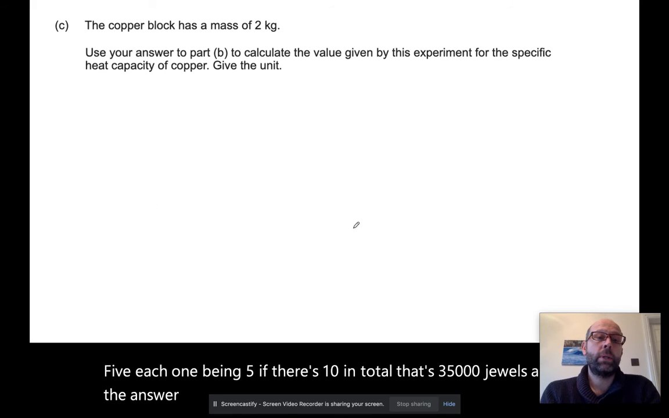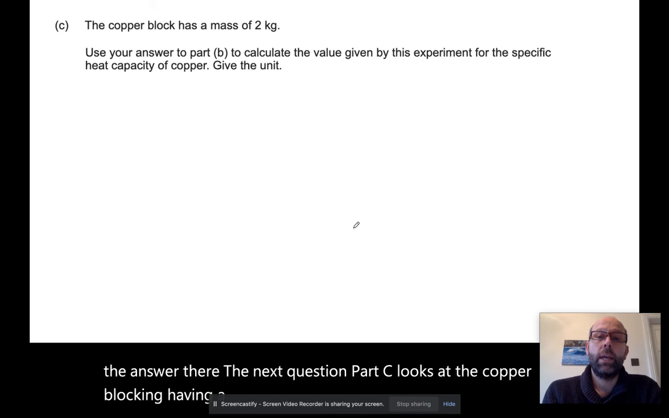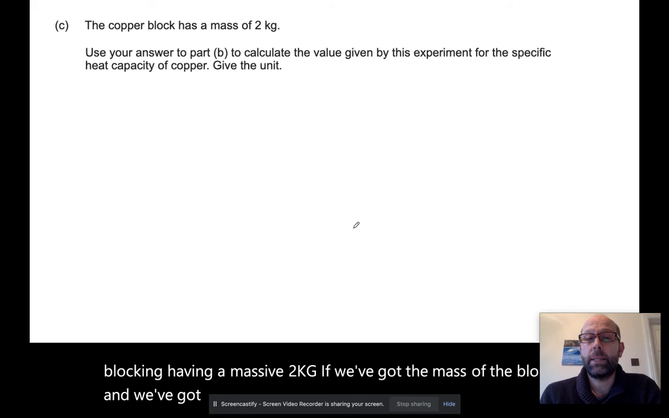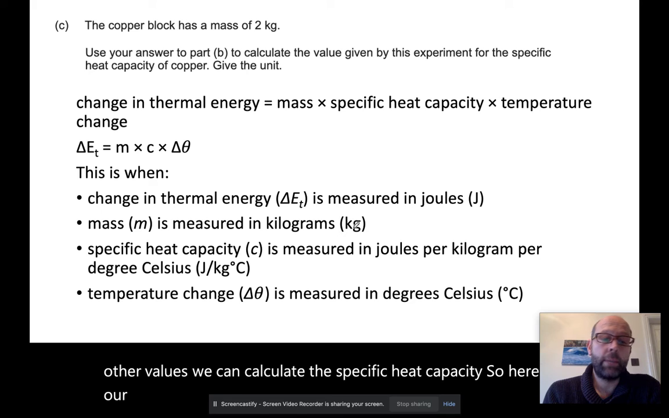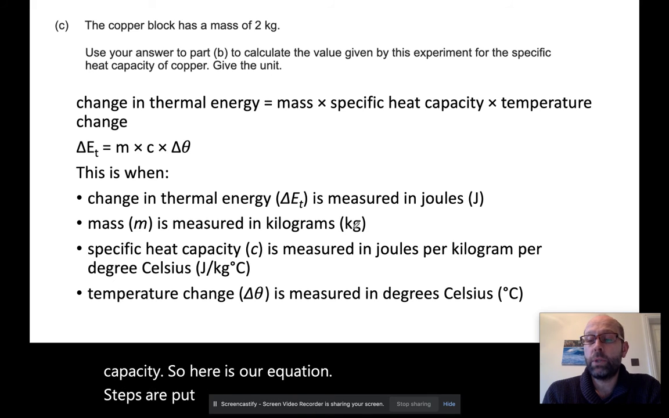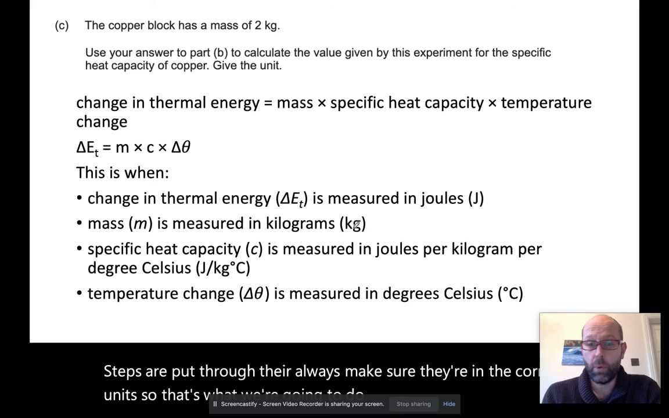The next question, part C, looks at the copper block having a mass of 2 kilograms. If we've got the mass of the block and we've got our equation for the specific heat capacity and other values, we can calculate the specific heat capacity. So here is our equation. All the steps I've put through there. Always make sure they're in the correct units. So that's what we're going to do now as we attempt the question.